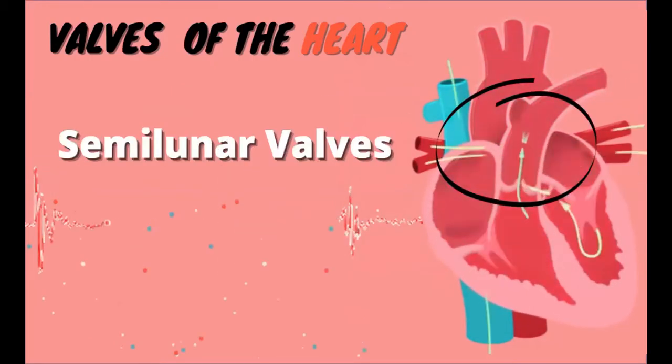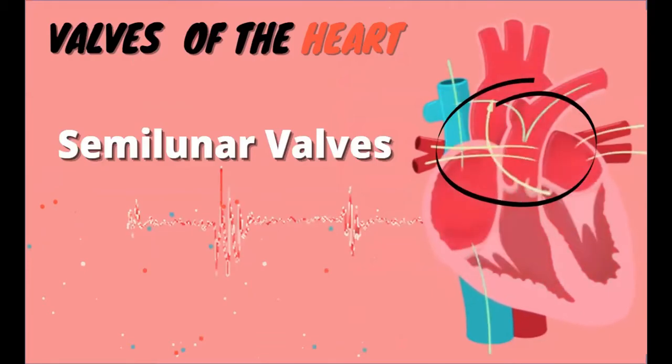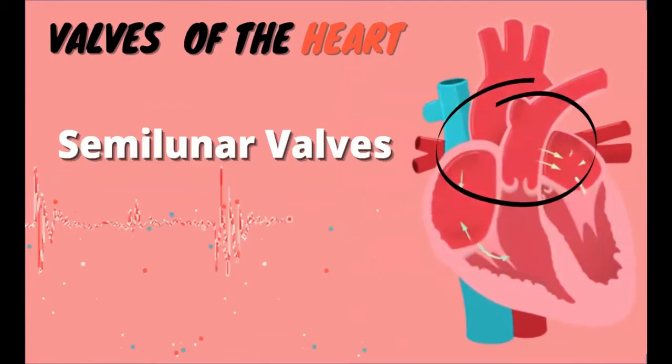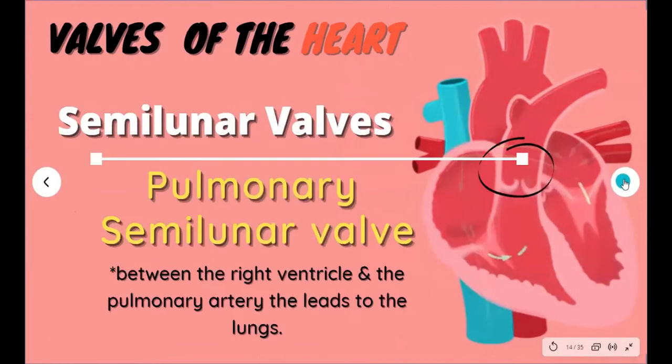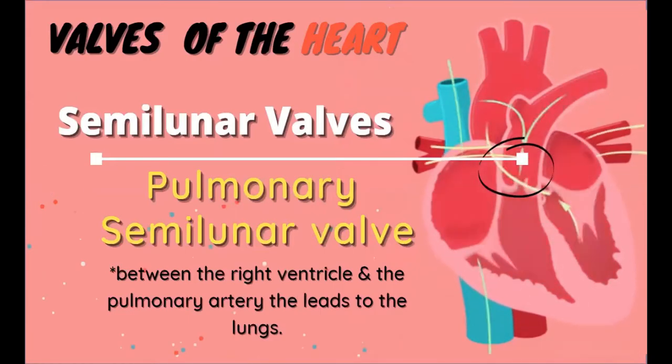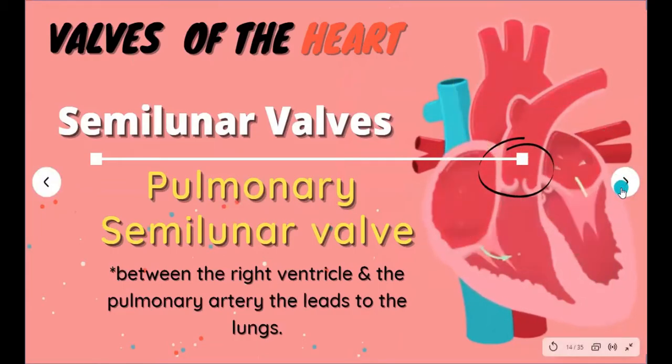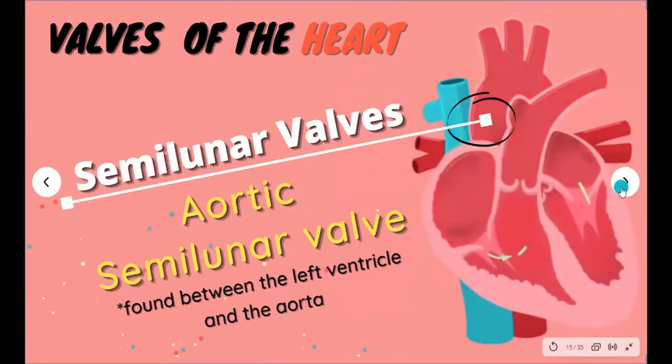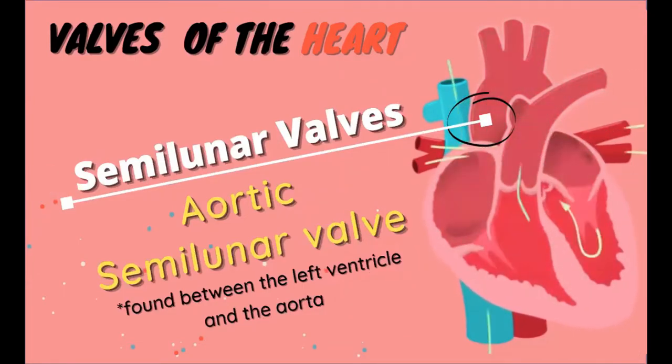Another set of valves located between the arteries and ventricles is called the semilunar valves. Pulmonary semilunar valve is found between the right ventricle and the pulmonary artery that leads to the lungs. The aortic semilunar valve is found between the left ventricle and the aorta.